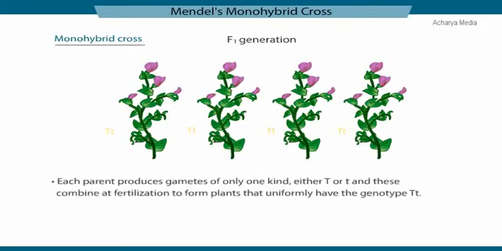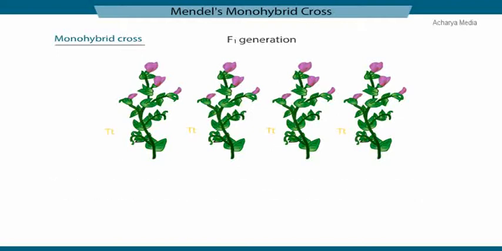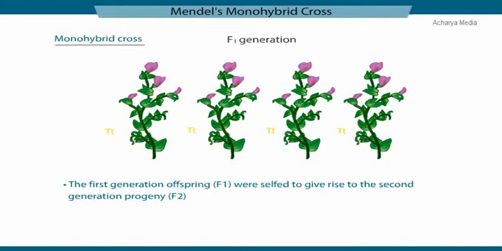During this crossover, each parent produces gametes of only one kind, either tall or dwarf, and these combine at fertilization to form plants that uniformly have the tall phenotype.